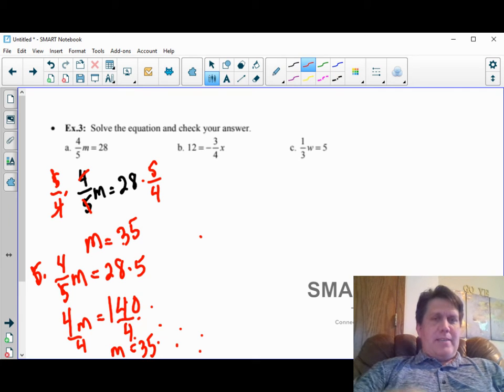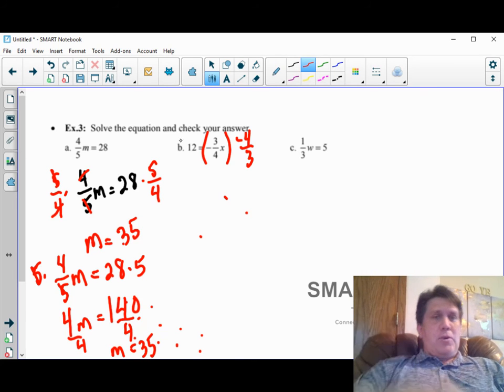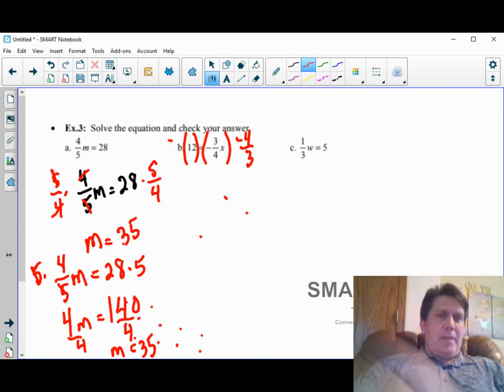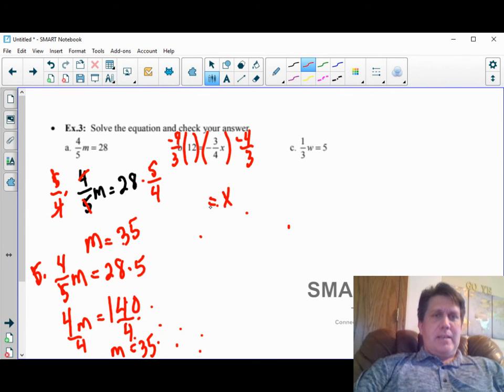All right, this one is a negative 3/4. So I'm going to multiply by negative 4 over 3. Again, it's the reciprocal, the flipped over fraction. So this one I'm going to multiply by negative 4 over 3. And this side becomes x.